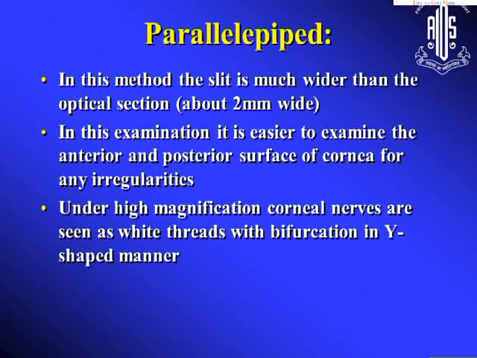For the parallelepiped, the slit is a little wider, not very small, about 2 mm wide. In this examination, it is easier to examine the anterior and posterior surface of the cornea for any irregularities. This is probably not used very frequently, but it can give you full detail of the anterior and posterior surface of the cornea. But always in this examination, you should use a little higher magnification. And if you want to see the corneal nerve, you can see it with this examination at very high magnification.